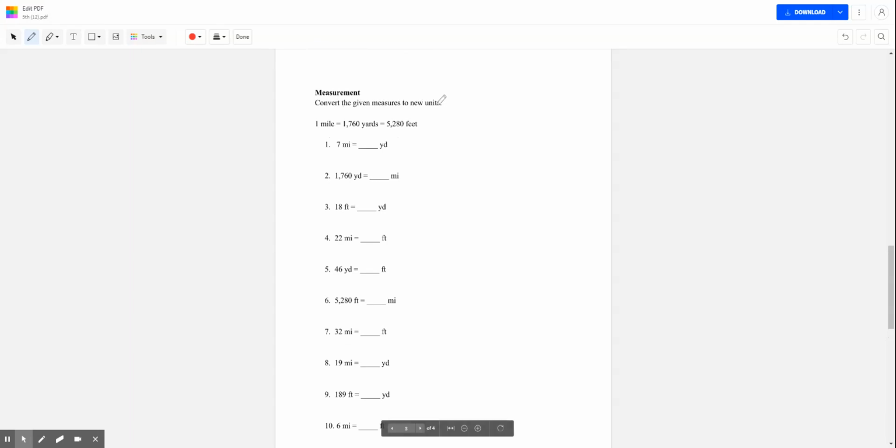Measurement. Convert the given measures to new units. So we're going to use these values to convert the given measures. So 7 miles to yards. We're going to look at here. 1 mile equals 1,760 yards. So if there are 7 miles, we're going to have to multiply 1,760 by 7.